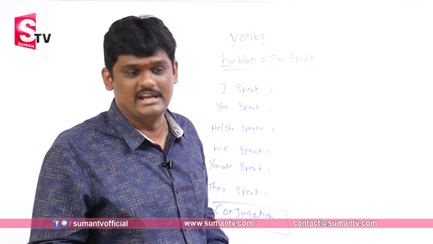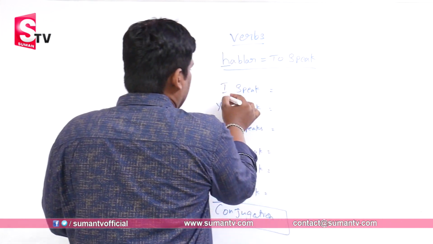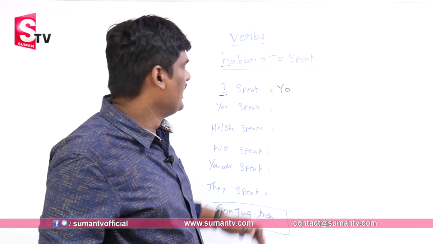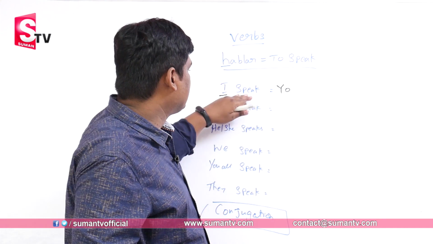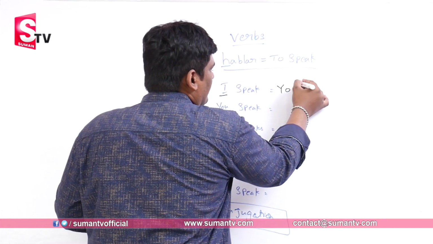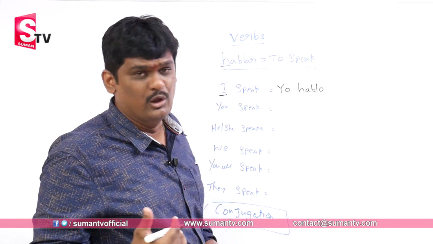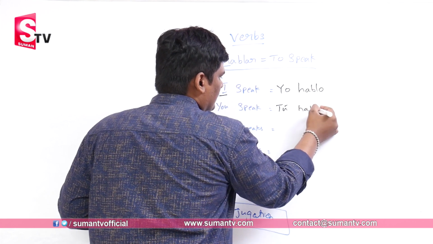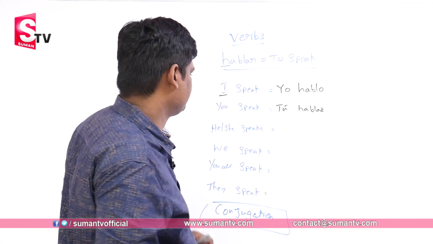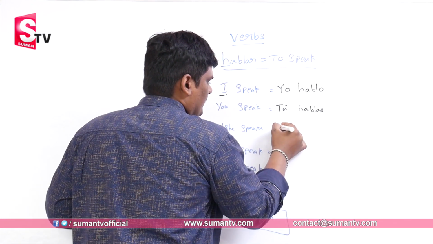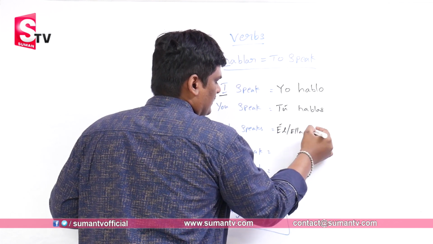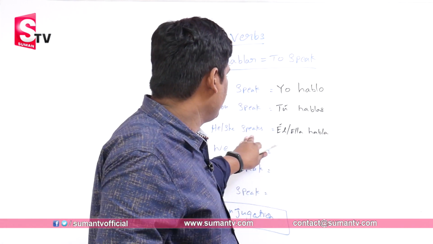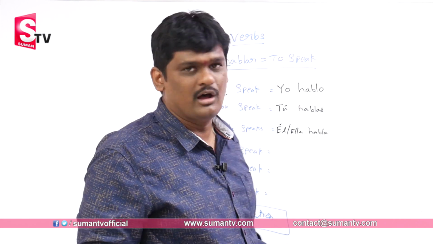Now let's see how it's going to change. As we discussed, I is equal to yo, and hablar is to speak. Hablar is the base form or infinitive form. When it comes to I, it changes to hablo. And you speak is tú hablas. He or she speaks: he is él, she is ella, and speaks is habla. So he or she speaks is él or ella habla.